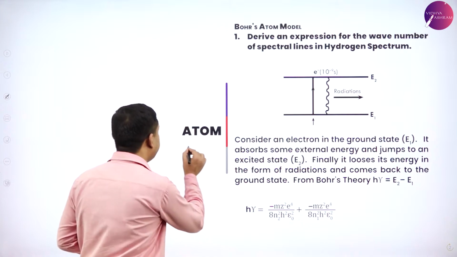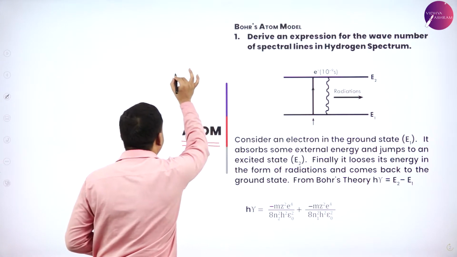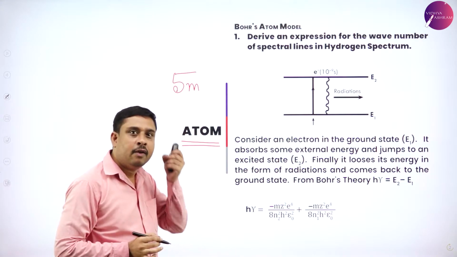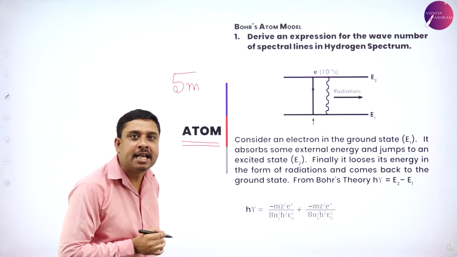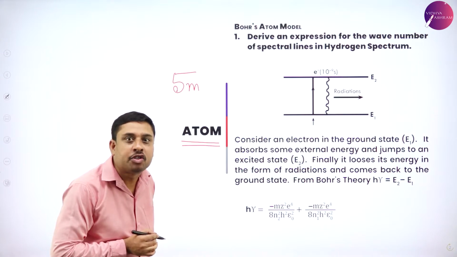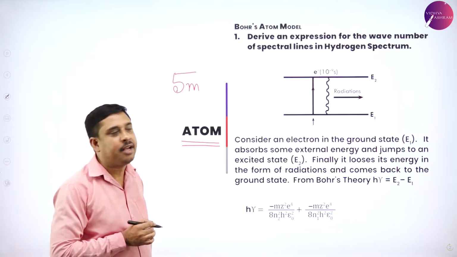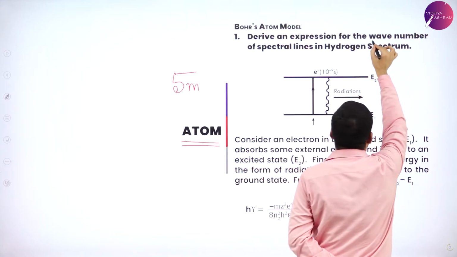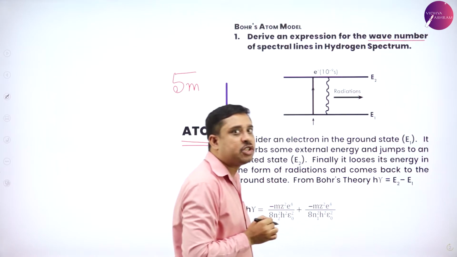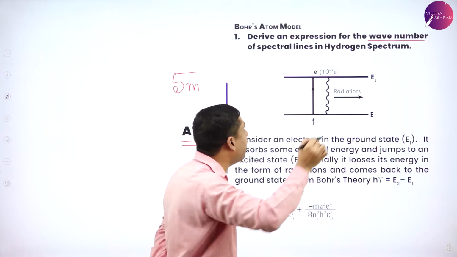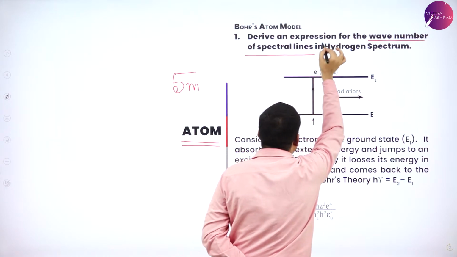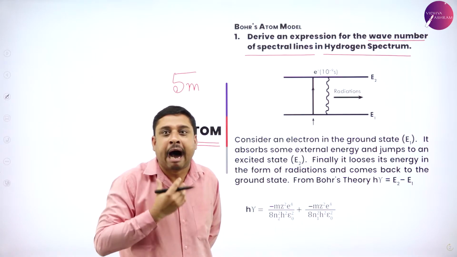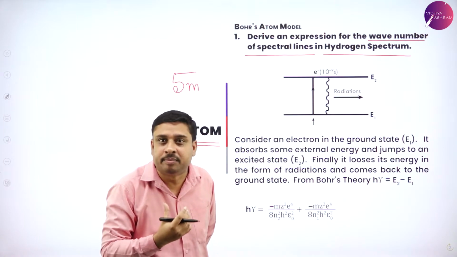So in today's discussion, again a typical 5-mark question, which is based on the 4th postulate of Bohr's theory, I will be deriving an expression for the wave number of spectral lines, again with respect to a hydrogen spectrum.